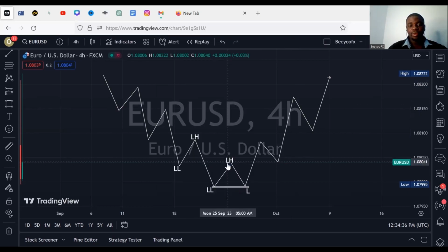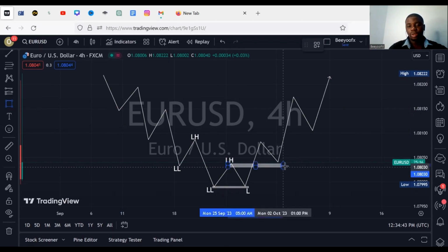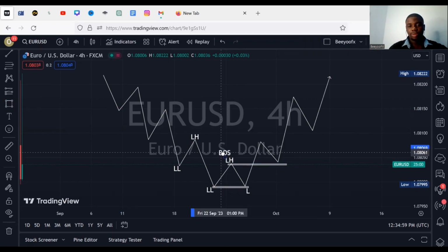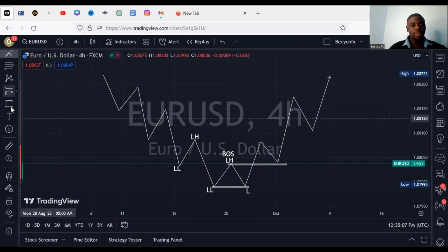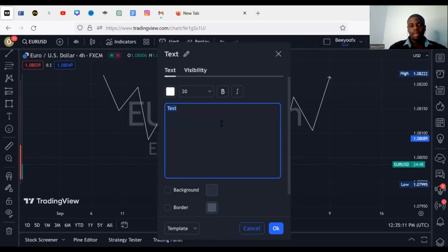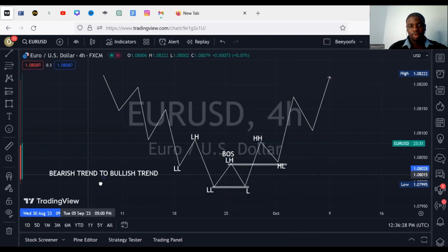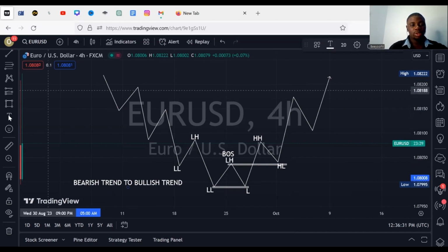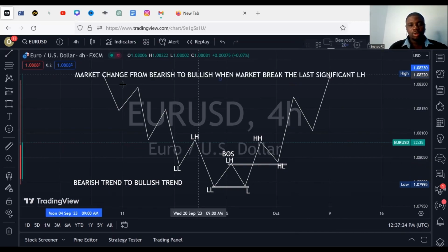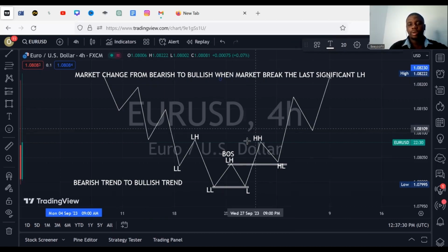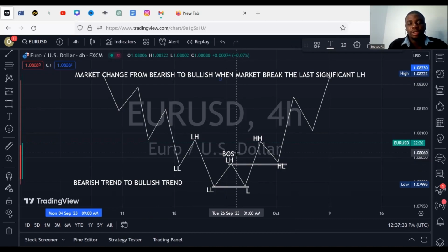Then from there, this is the BOS point. The moment the market breaks through the last significant lower high, that is the BOS, which is the break of what? The break of structure. This is the BOS. So from there, this is the first significant higher high here. Then the market changes from bearish to bullish. So this here is a higher high, so to a bullish trend. Then what is the condition for the change? The market changes from bearish to bullish when the market breaks the last significant lower high, which happens here. So this is the break of structure for bearish to bullish.